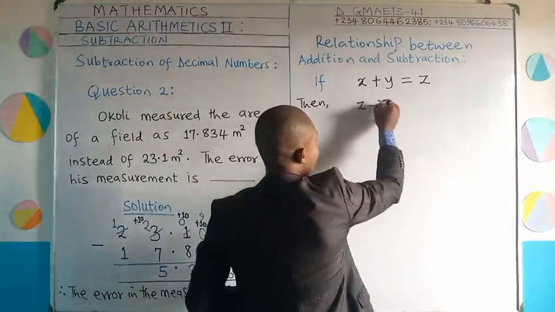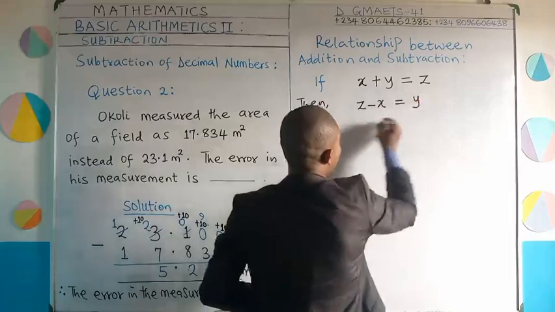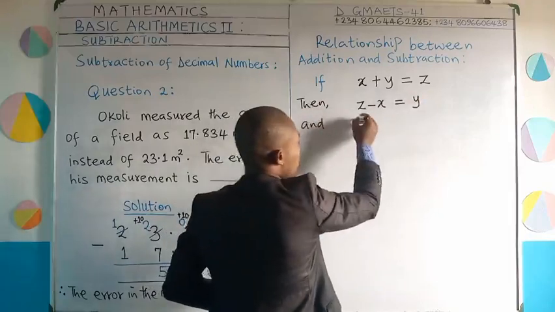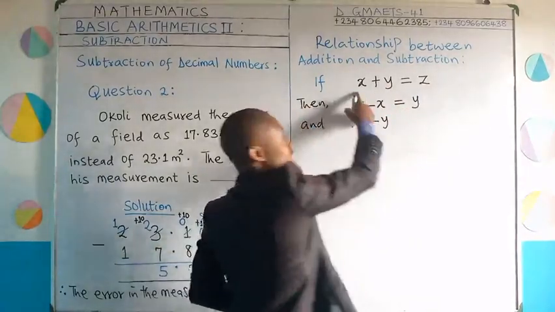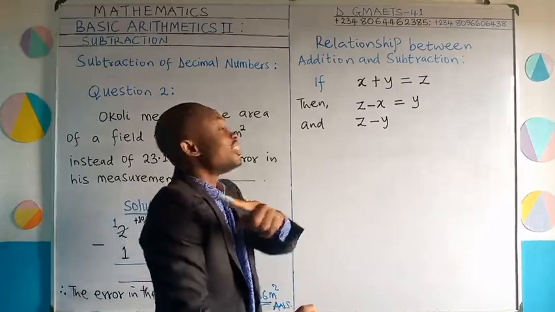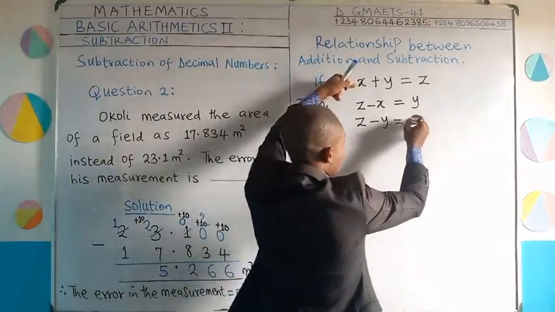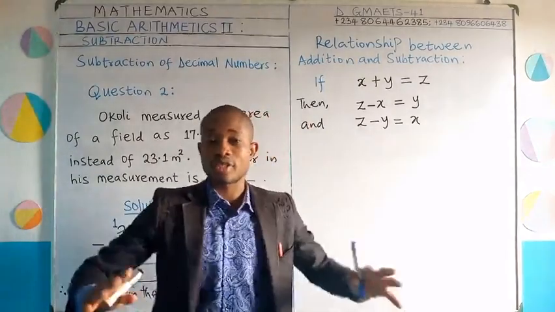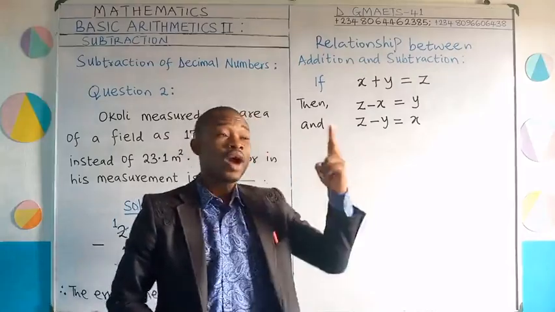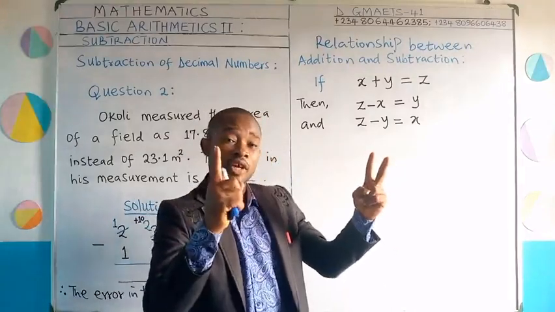Let me say z minus x. Your answer will be equal to y. And also, if you go the other way around, z minus y. Your answer is expected to give you what? That is good. You will get x equal to x. So take note of this relationship. Very, very important. Once again, you add two things, it gave you the third thing.